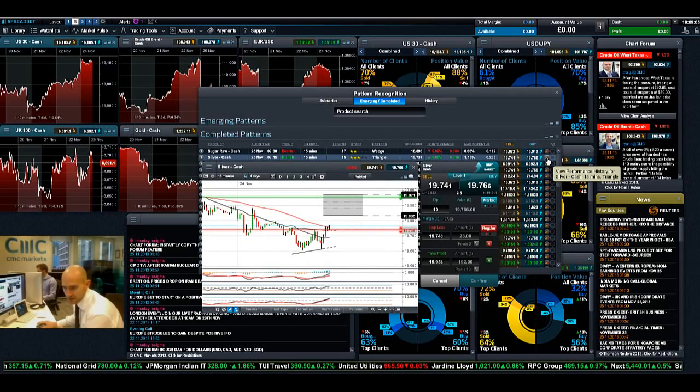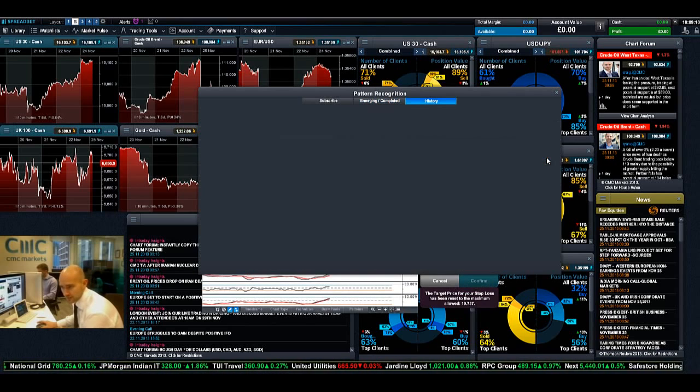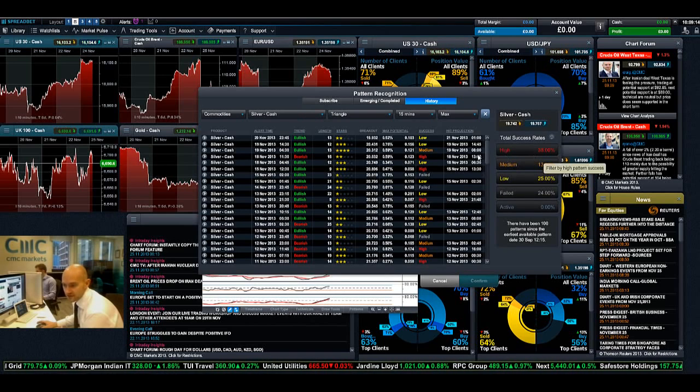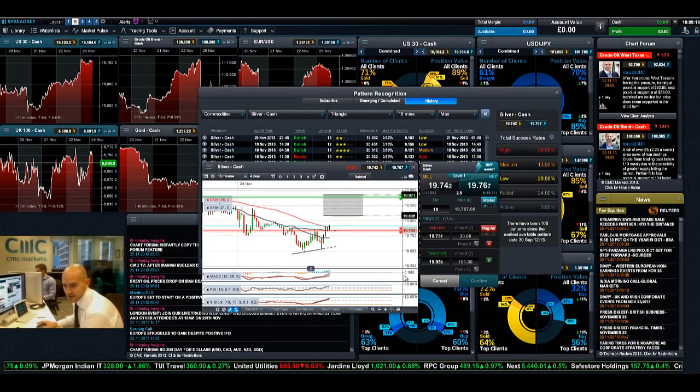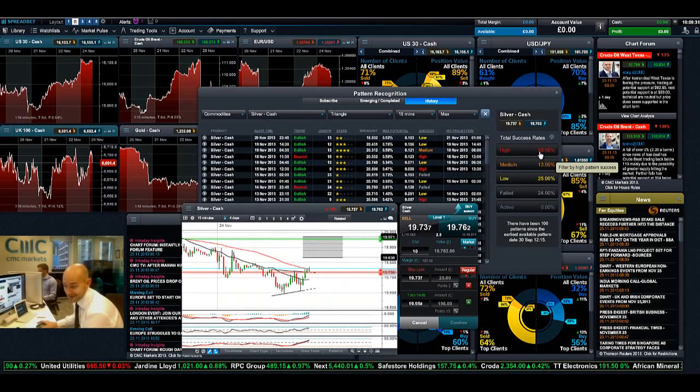I also want to see how successful this pattern's been in the past. So I'm just going to left click on here, and it's going to load up all the other instances that this pattern has been active. What you can see here is that in the last 100 instances of silver with a triangle and a 50-minute interval, 24% of the time it fails, 25% of the time it hits the low part of the price projection box, 13% medium, but 38% high.